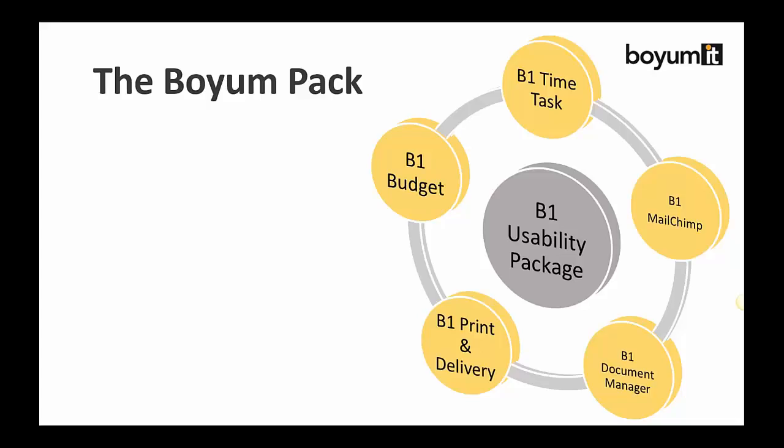Okay, so as I mentioned, I'm going to focus on those two products. When you install the usability package, you have all those other modules installed as well, but they do have their own licensing. So, for example, if you bought the print and delivery licensing, then you're only going to be able to enable that module, not the other ones. They're going to be there, but you will not be able to use them.